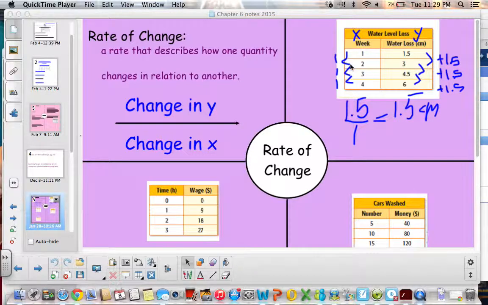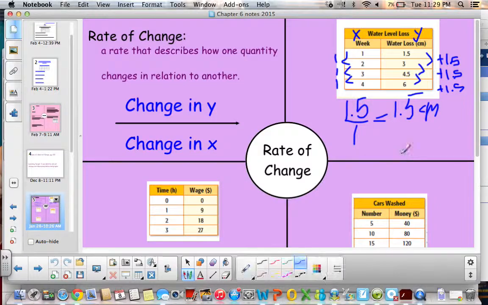So for our weeks, we go from 1 to 2, 2 to 3, 3 to 4, and we're increasing by 1 every time. So the change in y over the change in x is 1.5 over 1, and then we simplify that, so then it's 1.5 centimeters per week. So they're losing 1.5 centimeters every week.